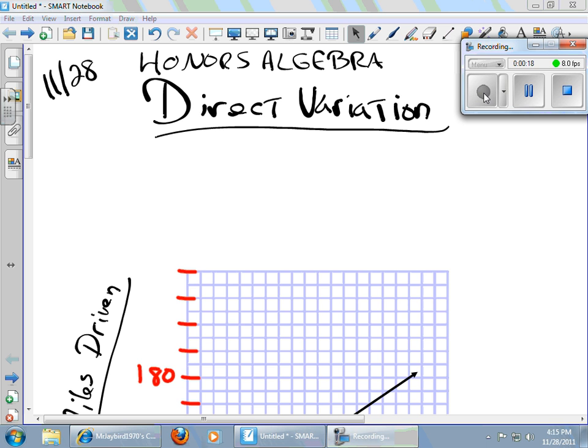So, direct variation. I know most of you know the equation is y equals kx, and you're very good at solving if I tell you that x and y vary directly. You can solve for k, then go ahead and solve for either y or x in a new situation. Some of you are having a little trouble with the graph, so I thought we would focus on that tonight.